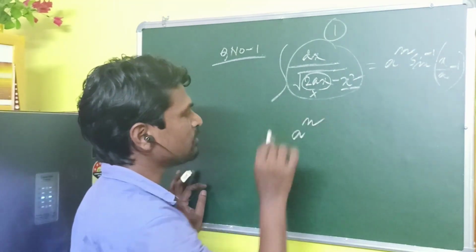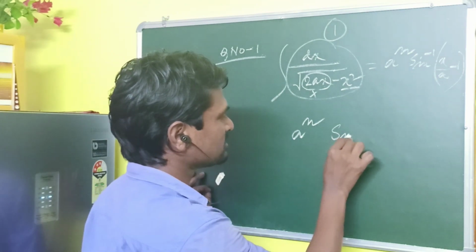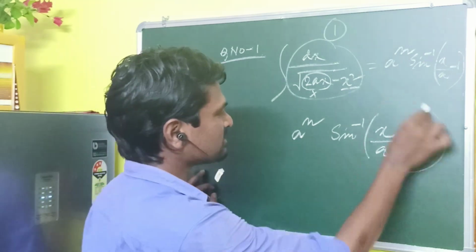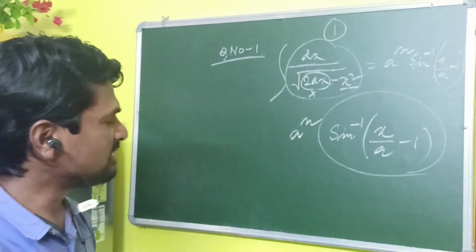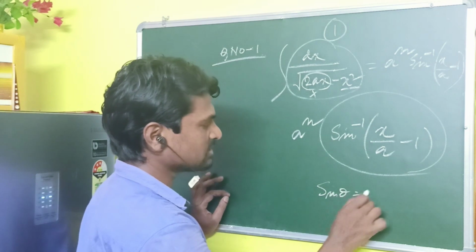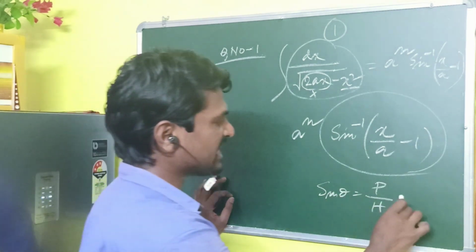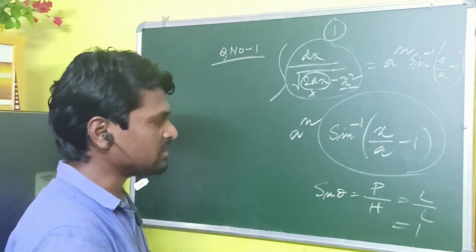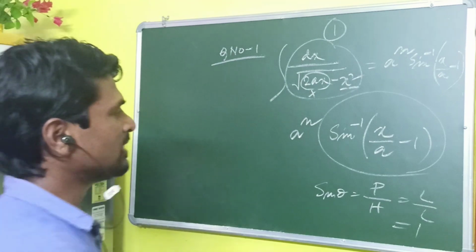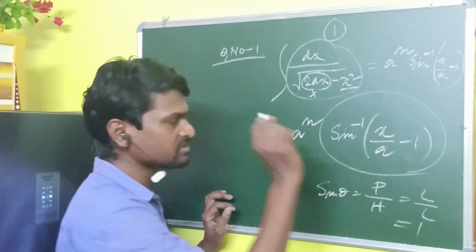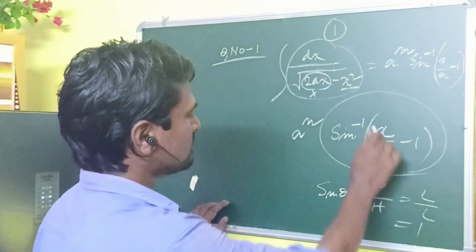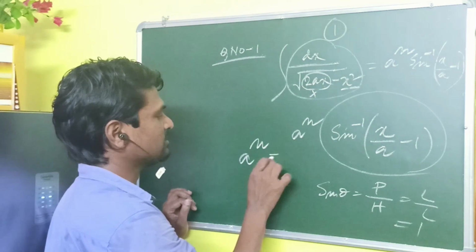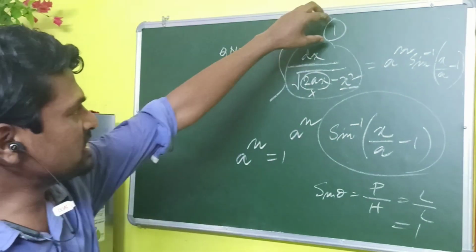Suppose it is written a to the power of n and then sine inverse of x by a minus 1. So what about x? Sine inverse of this quantity. Sine theta represents perpendicular by hypotenuse, that is length by length. So this is also a dimensionless physical quantity. And if we take sine inverse, it is also dimensionless, since this is a trigonometric function. So the next step is we get a to the power of n equal to 1.